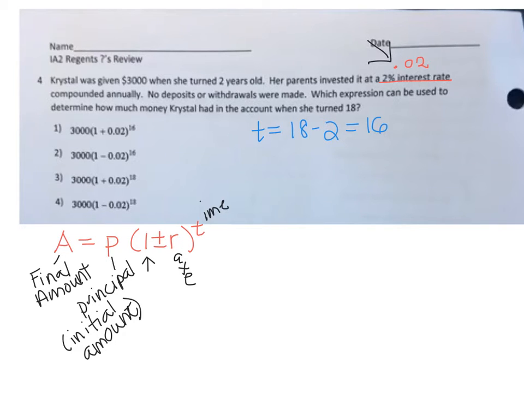So since we've deposited money and it's growing, it's going to be in terms of a plus sign. So we're going to start out with 3,000 as our P, 1 plus the rate of 0.02 raised to 16. So that is choice 1.